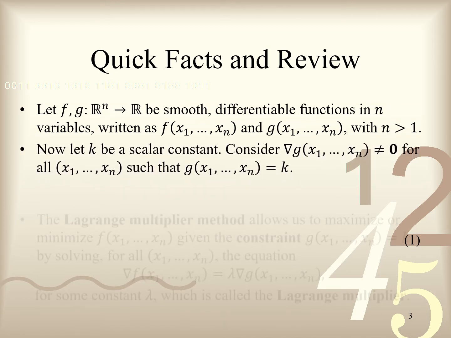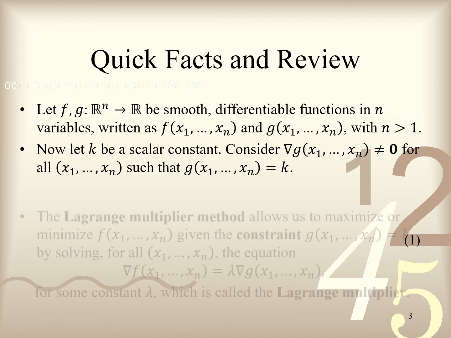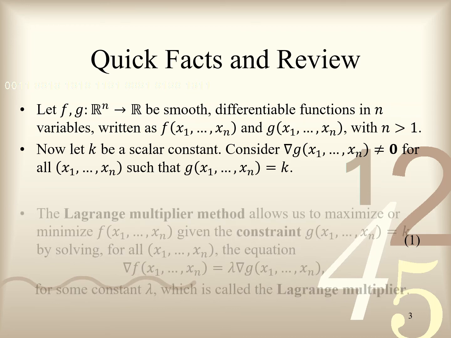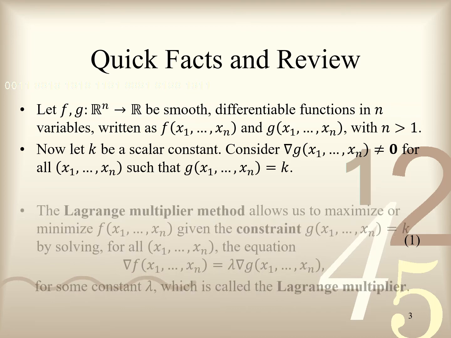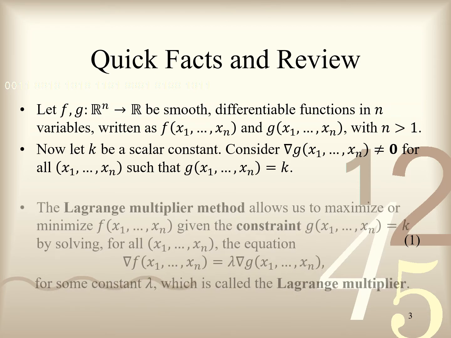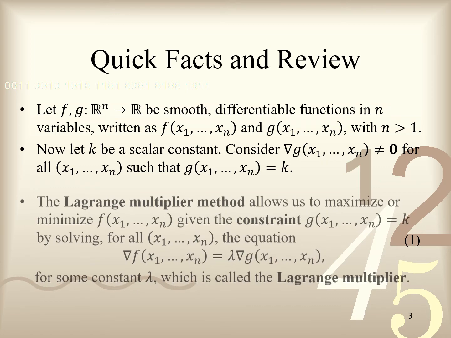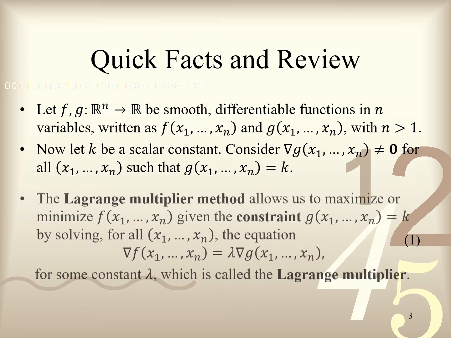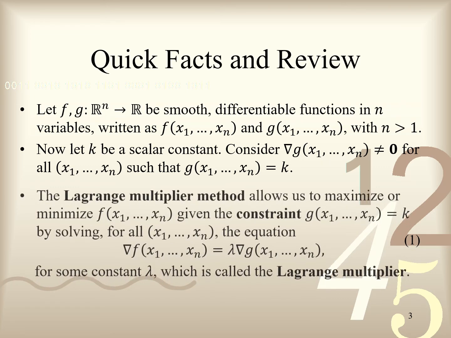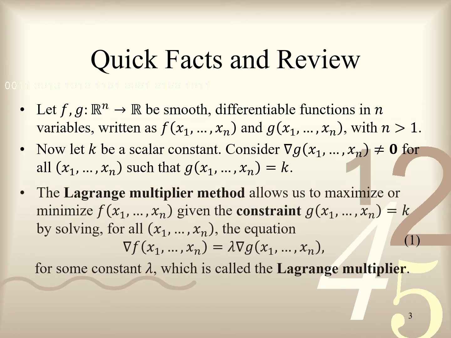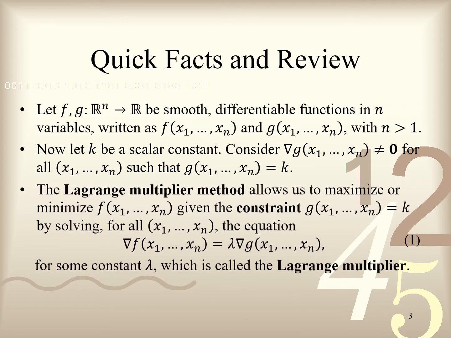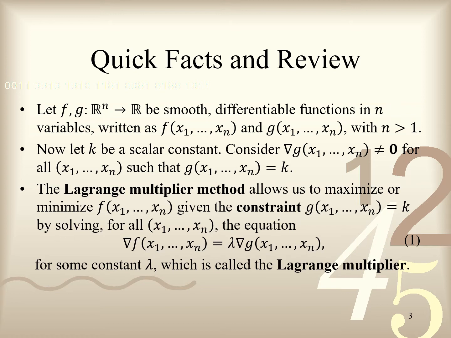The Lagrange multiplier method allows us to maximize or minimize the function f given the constraint g equal to the constant k, by solving, for all points x1 up to xn, the equation given by the gradient of f equal to lambda times the gradient of g, for some constant lambda. We label this as 1. This constant is called the Lagrange multiplier.